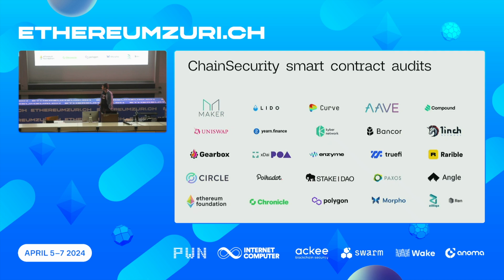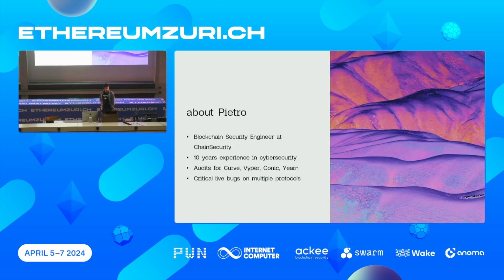Chain Security is a smart contract audits firm. We represent many of the main protocols on Ethereum. I'm a blockchain security engineer at Chain Security. I have many years of experience in cybersecurity. I've been auditing Curve, the Vyper compiler, Conic, Yearn, and I've found critical live bugs on multiple protocols.